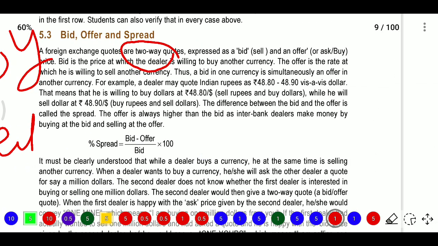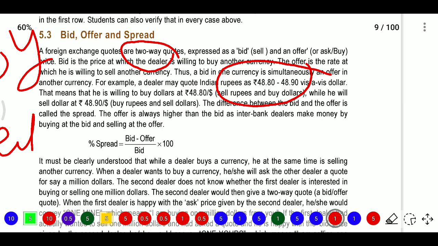Here, for example, a dealer may quote Indian rupees 48.8 to 48.9, vice versa dollars. That means he is willing to buy dollars at 48.8, that is, sell rupees and buy dollars, while he will sell dollars at 48.9, that is, buy rupees and sell dollars.